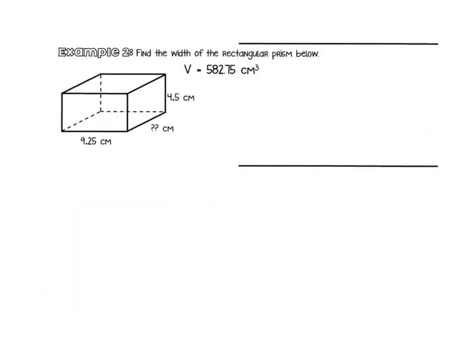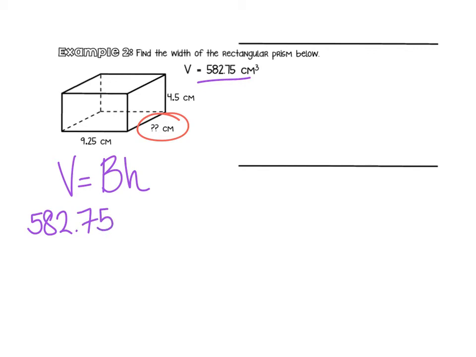All right, this one has some decimal numbers, but it works the same. This time we're solving for our width. Again, we're going to start with that volume equation. Volume equals the area of the base times height. I know my volume. It is 582 75/100. My big B, or the area of my base, comes from the length times the width. I know my length, 9 25/100. I do not know the width, the W, that's what I'm solving for. And I know the height, 4 5/10 or 4.5.